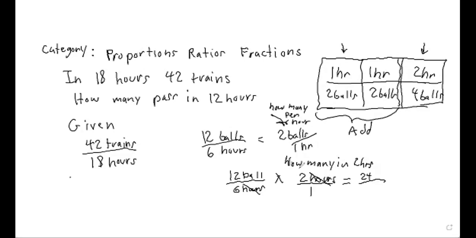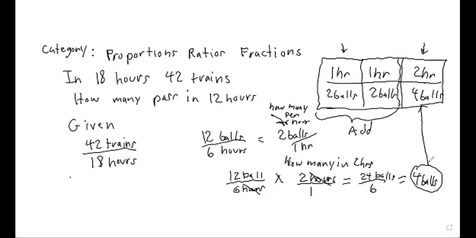So we multiply 12 balls times 2, we get 24 balls. And then in the bottom, we have 6. All we have left is 6 and a 1. So 6 times 1 is 6. And then that equals, and we just simply carry out the math, 24 divided by 6 is going to give us 4 balls. And that's exactly the same answer we got when we did it in the table.